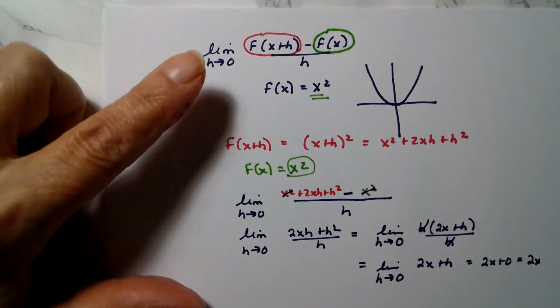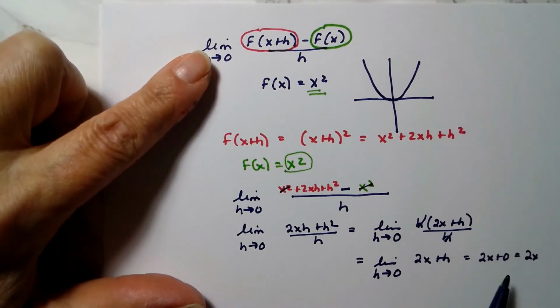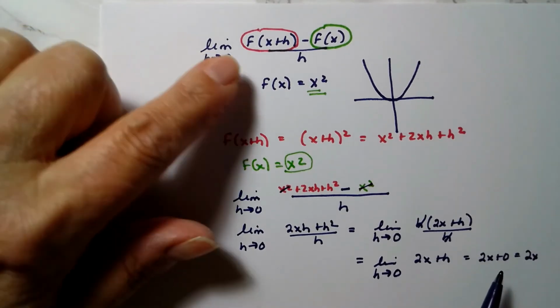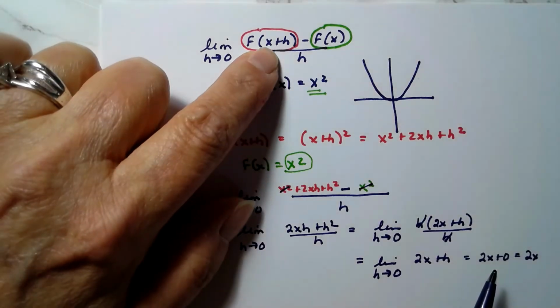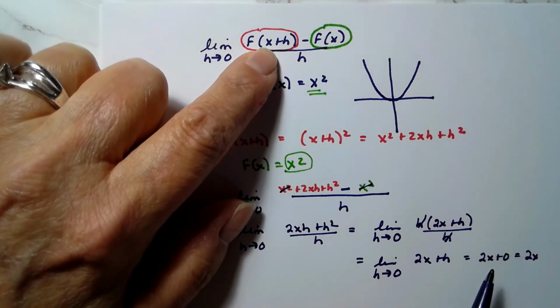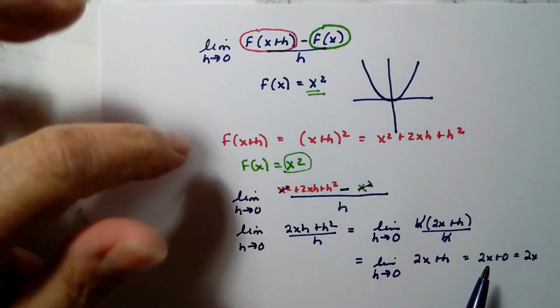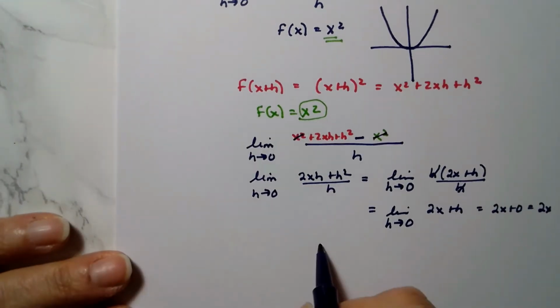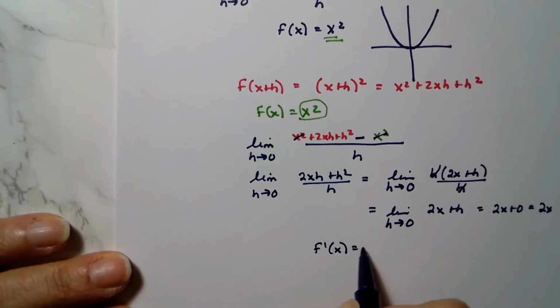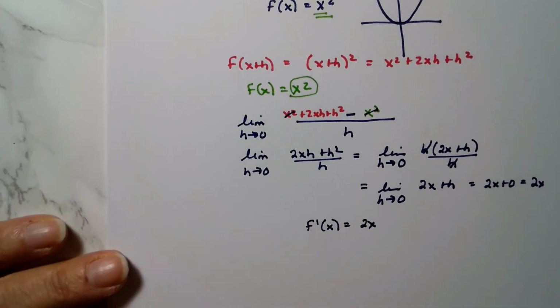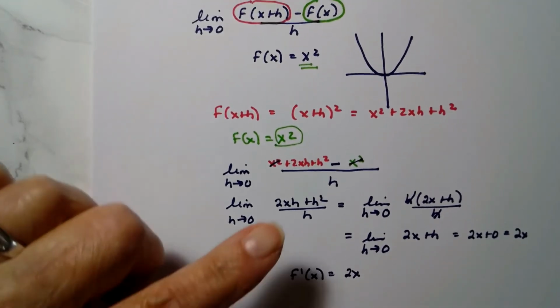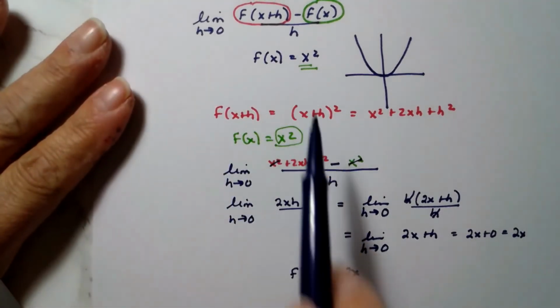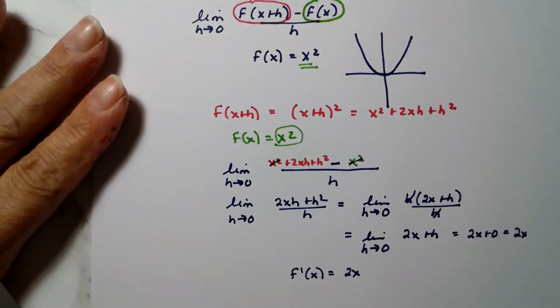So when it's in this form, you get the derivative function. If you're plugging in a number for a, like 1 or 3 or whatever, you're going to get a number. You're going to get a value. But here we get an entirely new function. So I can say f prime of x is equal to 2x. The derivative of this function, x squared, is 2x.